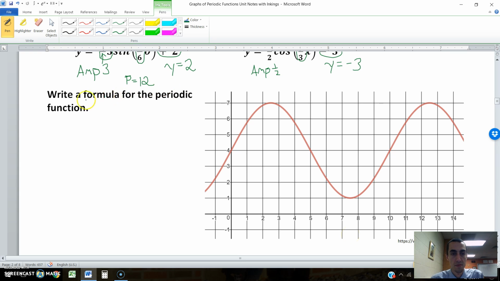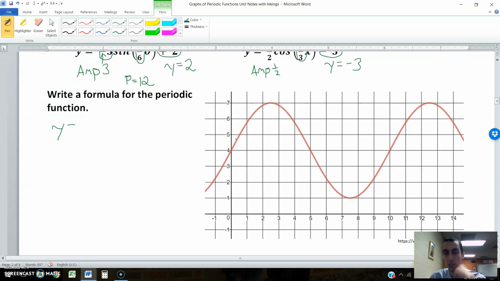Last up, we've got a graph and we need to write a function for it. Let's start out with y equals. Now one thing that I notice is that this graph, well, let me back up a second.